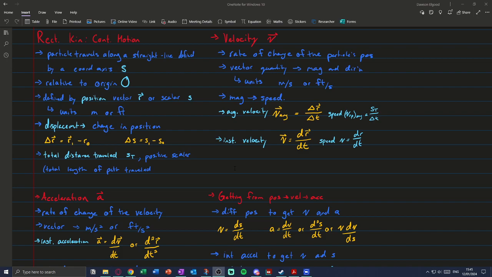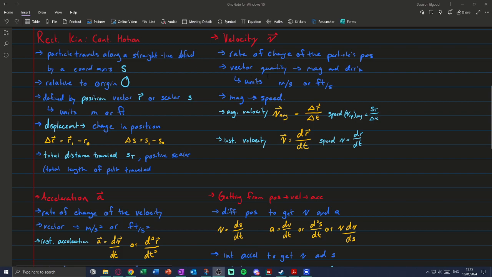When we look at the change in displacement, we subtract the initial position from the final position. That's the case whether it's a vector or a scalar. I don't think I've said it yet, but I say it right here: the velocity is the rate of change of a particle's position.